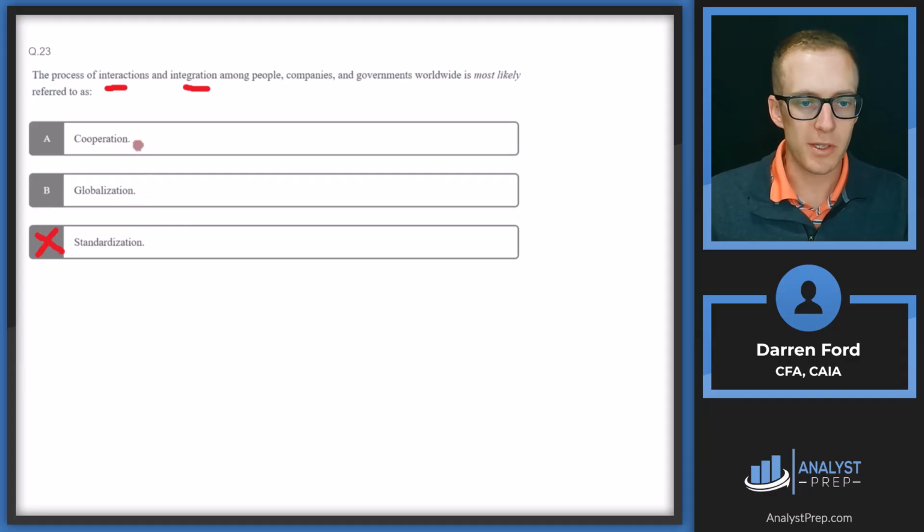So between globalization and cooperation, you certainly need cooperation in order to do all of this that's mentioned, to interact and integrate all these different entities and people and companies. However, globalization is going to be our technical term here. And we'll rule out A, go with answer B.